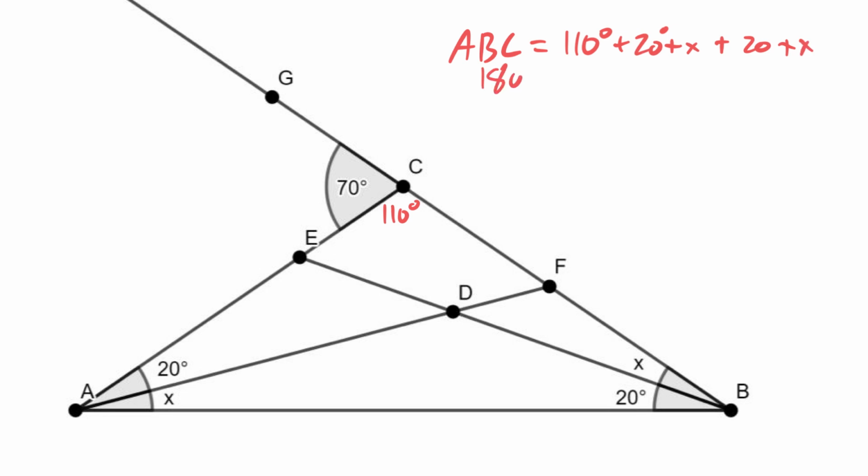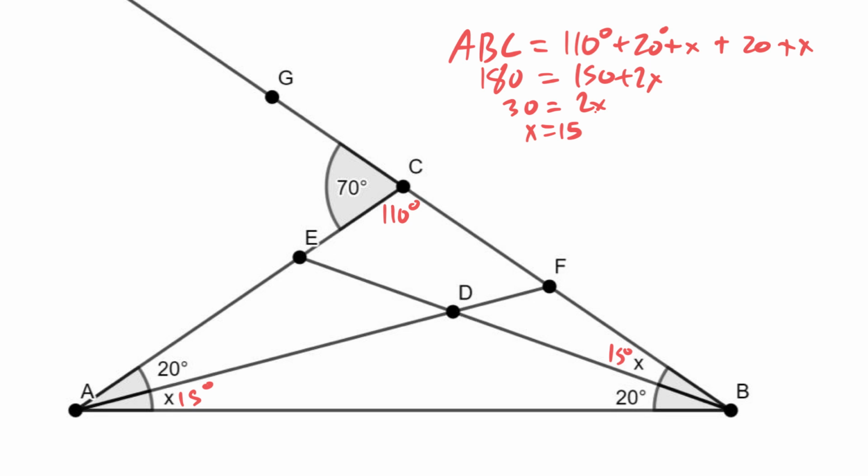So 180 equals, well, so far we've got 110 plus 20 plus 20. So that's 150 plus 2x. In other words, 30 equals 2x and x equals 15. So this has to be 15 in here. This has to be 15 in here. Now, knowing that, there's all sorts of little tricks we could do.